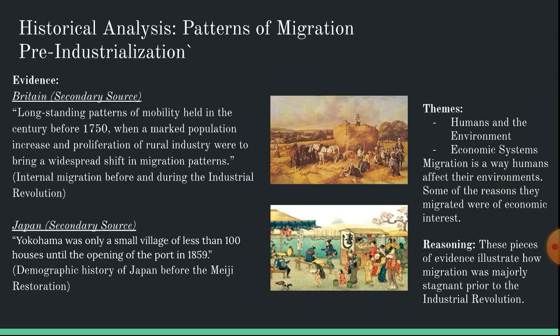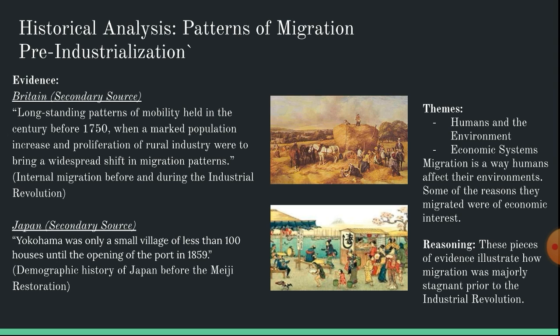The evidence of patterns of migration in pre-industrial Britain is a secondary source, which is from a website that synthesizes information about patterns of migration in the industrial era of Europe. It states that long-standing patterns of mobility held in the century before 1750, which was the time period before the Industrial Revolution in Great Britain.